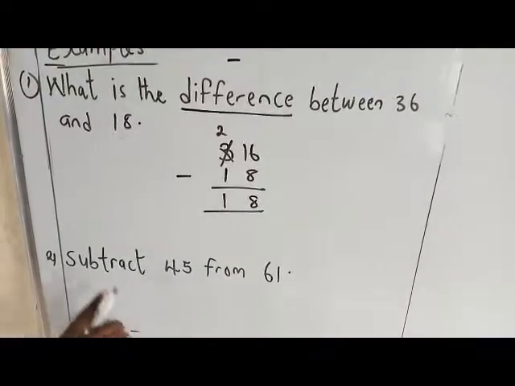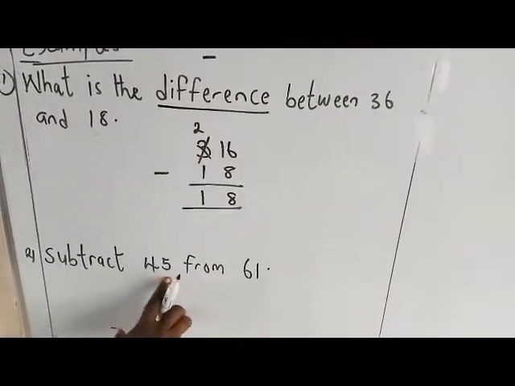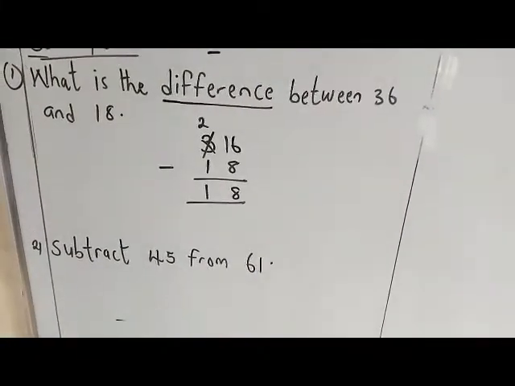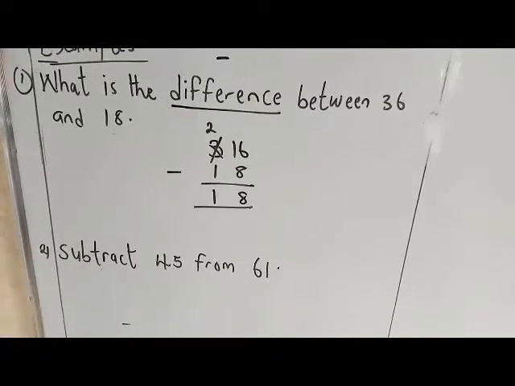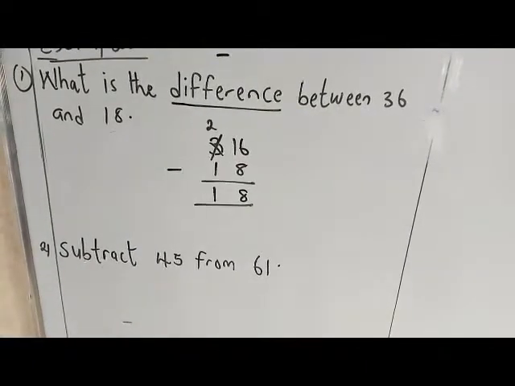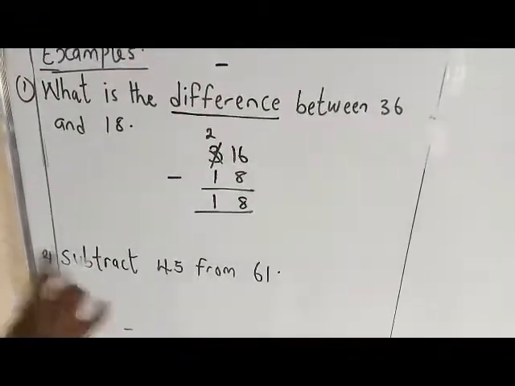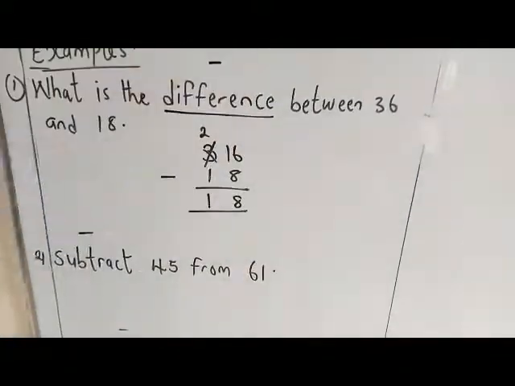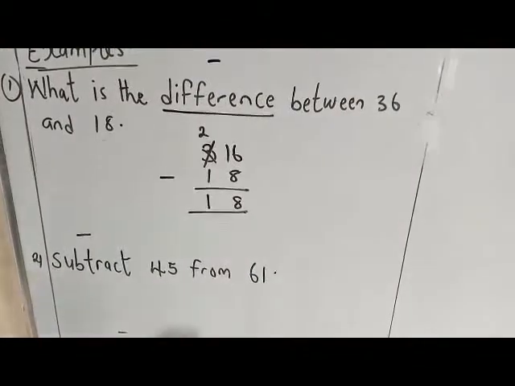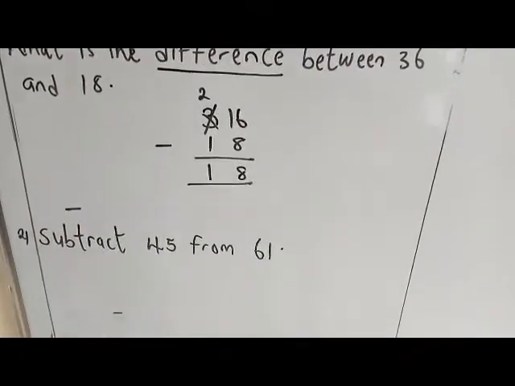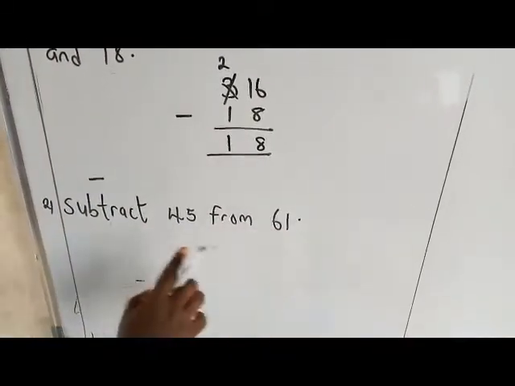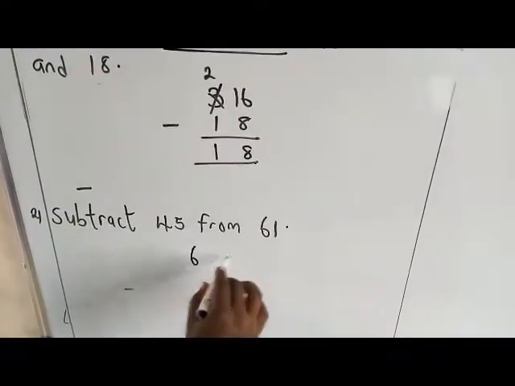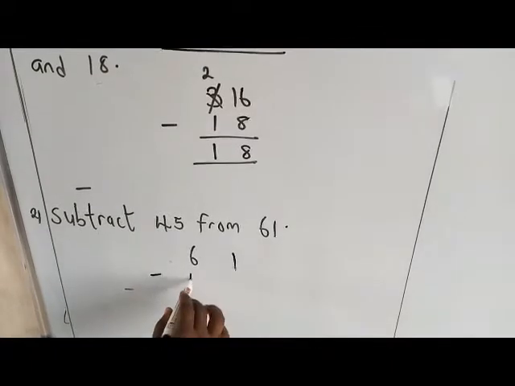We have: subtract 45 from 61. The question is, what am I going to do here? When you understand the terms used in subtraction, you know that when you see the word subtract, it means you should do what? Minus. At that note, you follow the first rule: identify the bigger number. The bigger number between 45 and 61 is 61.